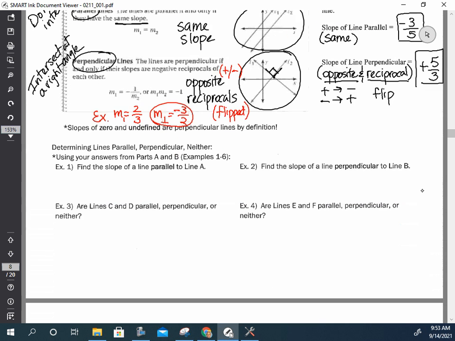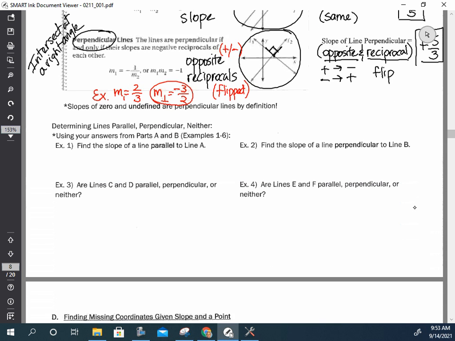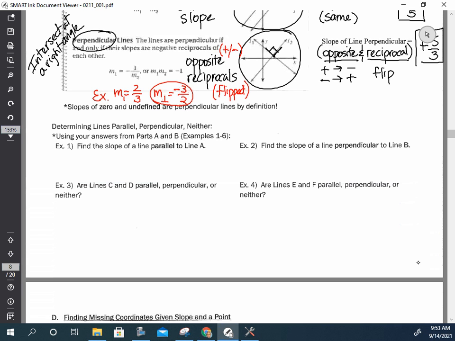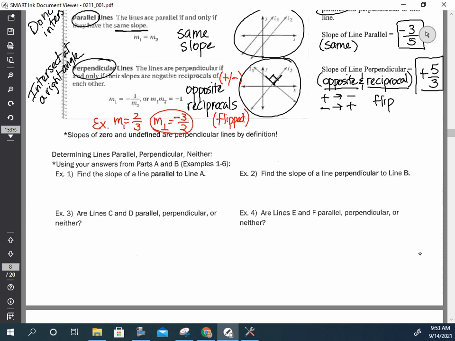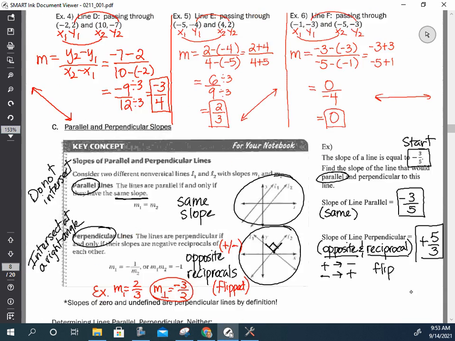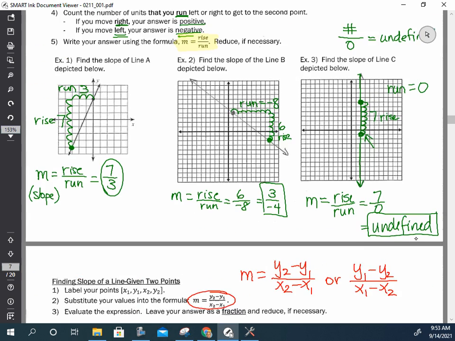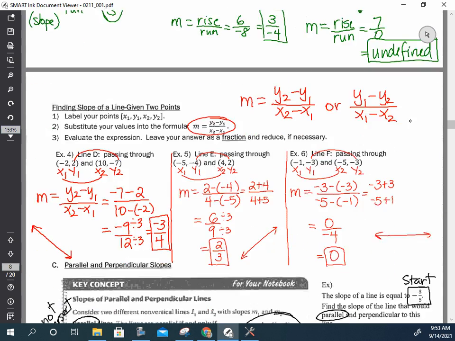So let's see this in action with examples 1, 2, 3, and 4. They are asking us to use our answers from parts A and B to make this happen. So example 1, find the slope of a line parallel to line A. If we go back to line A, which was example 1, our slope was 7/3.